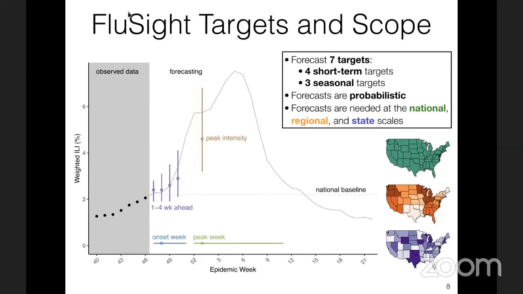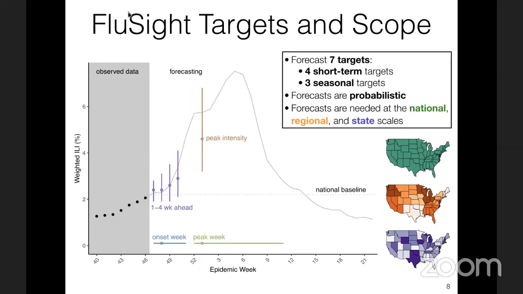If you take the peak week target as an example, we don't just say we think the peak week will be the third epidemic week of the year. There's a CSV template that lists every week of the flu season, and what we have to do is assign a probability to each of those weeks, indicating the likelihood that that week will be the peak.